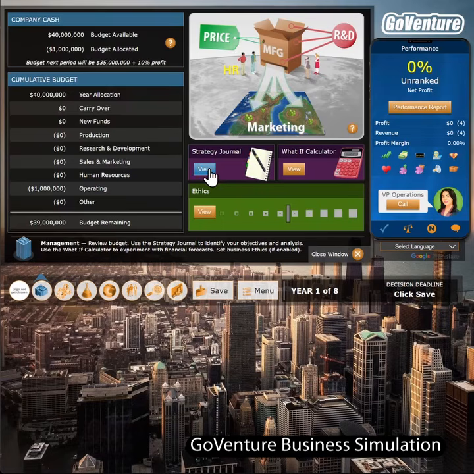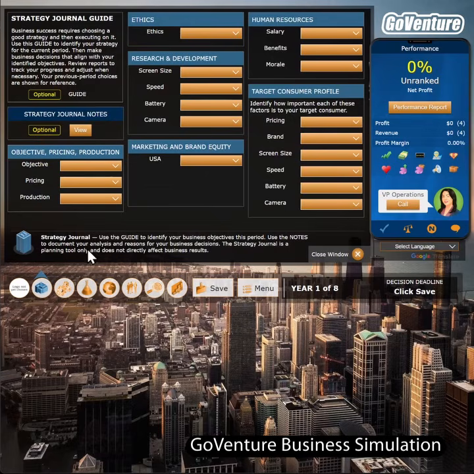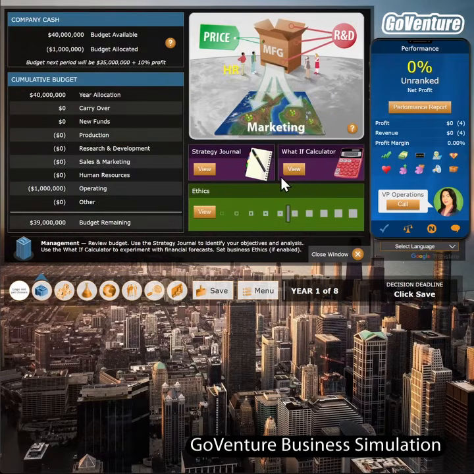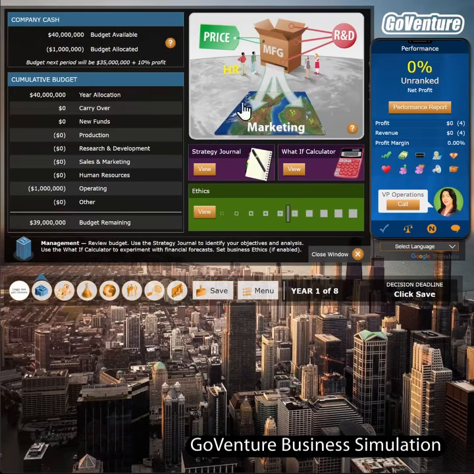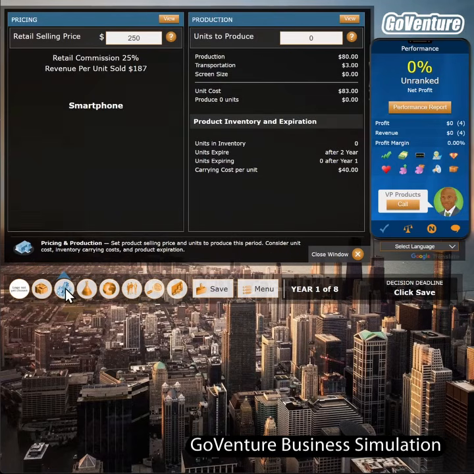We have to view our strategy journal and identify our strategy, and the system will actually monitor whether we're adhering to that strategy or not. We can do some forecasting here with this what-if calculator. So this would be helpful in determining our pricing and how much inventory we want to manufacture.